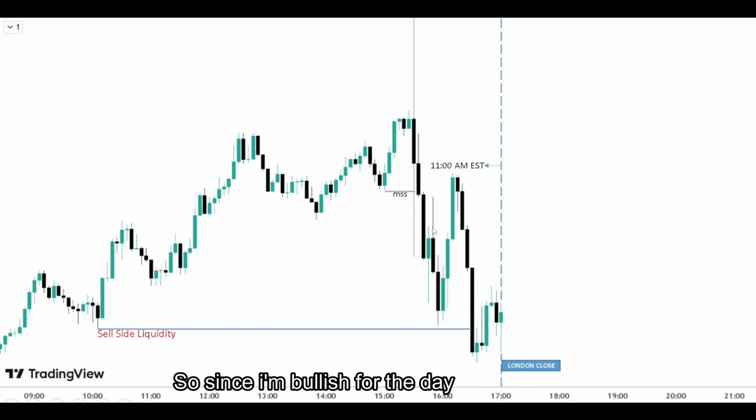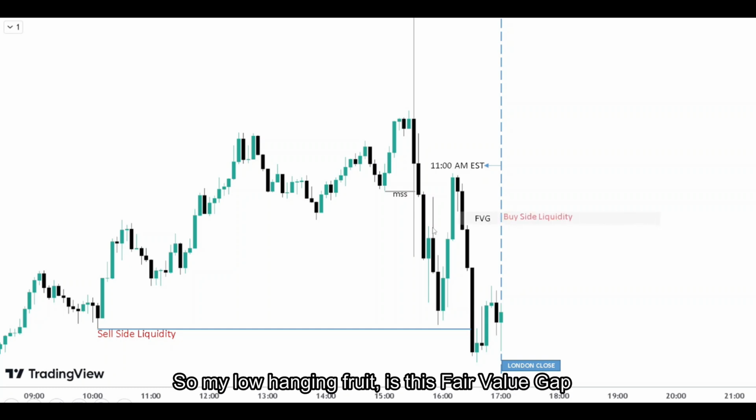So since I'm bullish for the day and the market has taken sell side liquidity and we are inside of the London close session, it made sense to look for a reversal to target buy side liquidity. But remember, we have already taken buy side for the day. So now I'm still going to look for buy side liquidity, but inside of the range from today's high to today's low, which is internal range liquidity. So my low hanging fruit is this fair value gap.